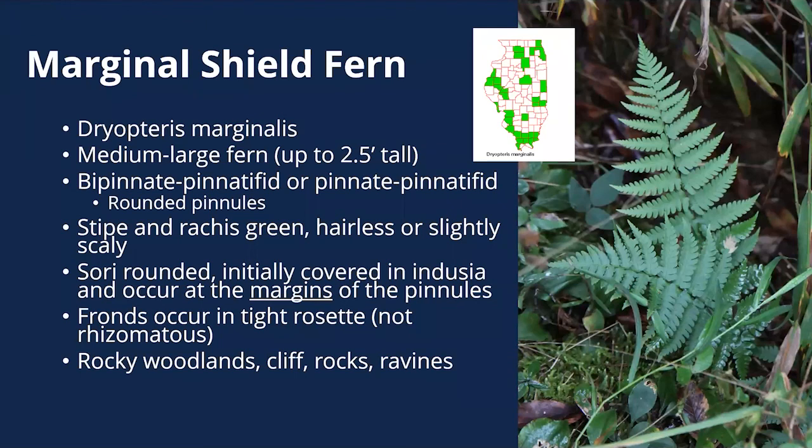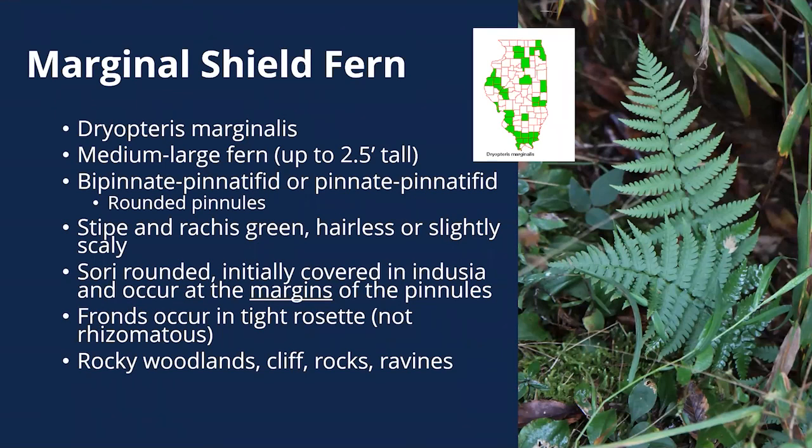So we have multiple, 4 or 5 species of shield ferns. One of the most common would be marginal shield fern. They often are misidentified or confused with lady ferns. It's also a large fern, 2.5, 3 feet tall. Instead of being bipinnate-pinnatifid, which sometimes it is, often it's pinnate-pinnatifid. So it's only divided once, like in this picture here, but sometimes it can be divided twice. Marginal shield fern has very rounded pinnules, so it's not sharp at all. They're rounded and blunt.